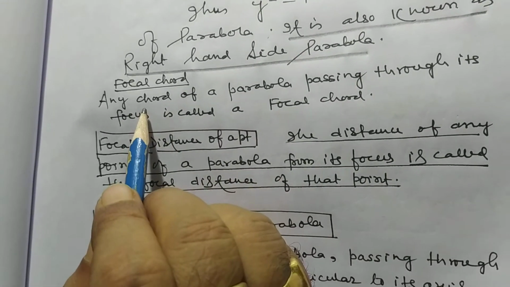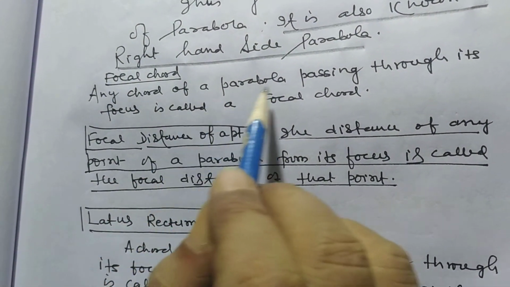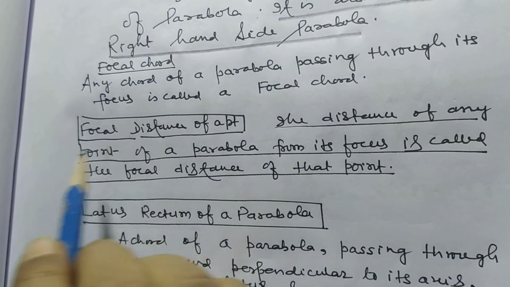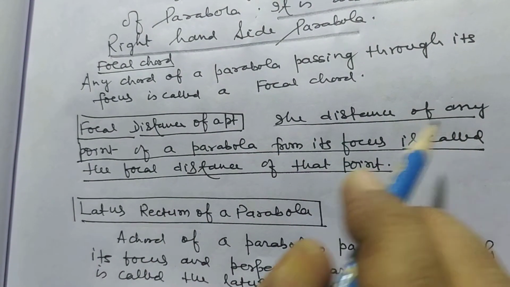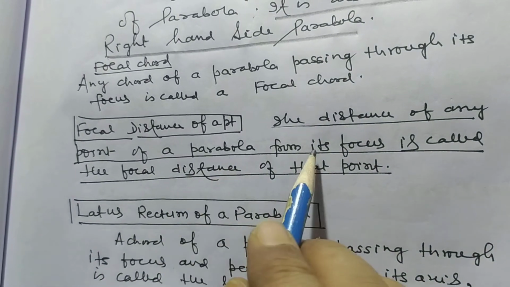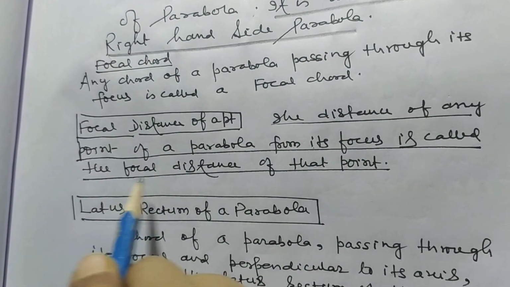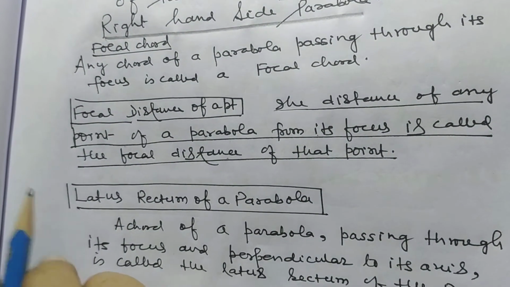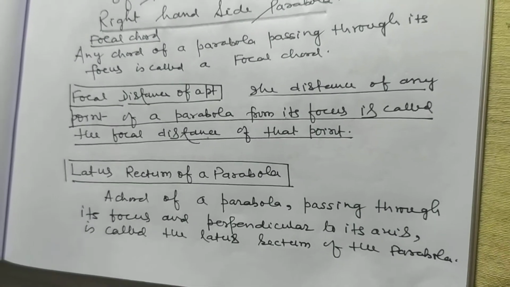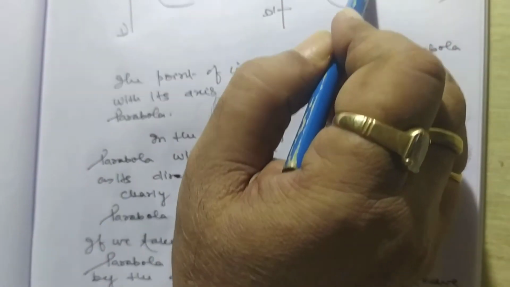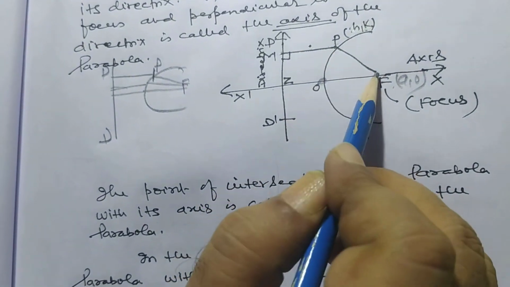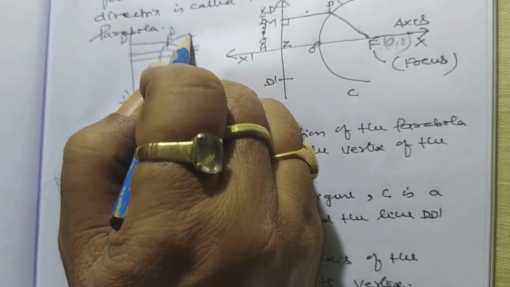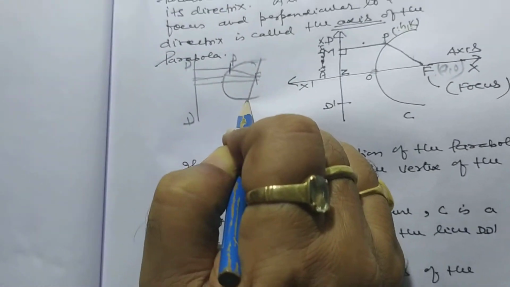My dear students, focal chord. Any chord of a parabola passing through its focus is called a focal chord. Focal distance of a point. The distance of any point of a parabola from its focus is called the focal distance of that point. This is the distance of a point on the parabola from its focus, PF. And suppose this is the focal chord.